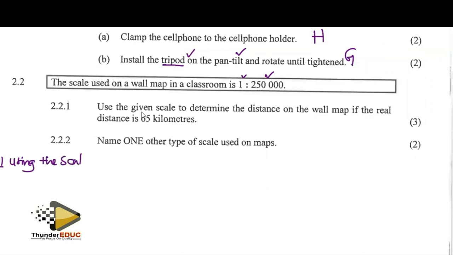We are using the scale. So the scale is 1 to 250,000. On paper, we don't know how much it is. Let's call it H. Then in real life, it's 65 kilometers. The question says we need to change the 65 kilometers to measurements on the wall map. But the measurements here are either millimeters or centimeters, so we shall have to change the kilometers. Let me change them to millimeters to make sense.